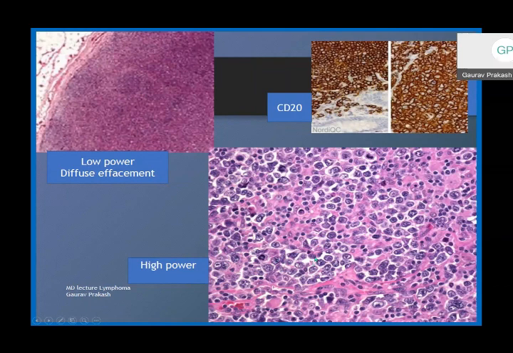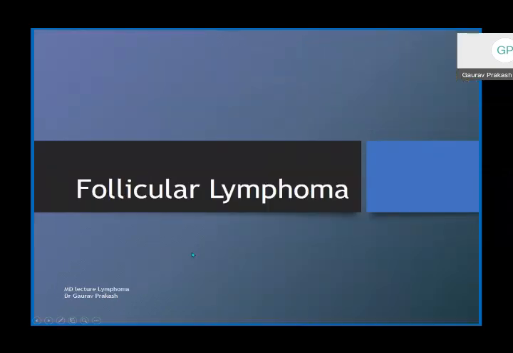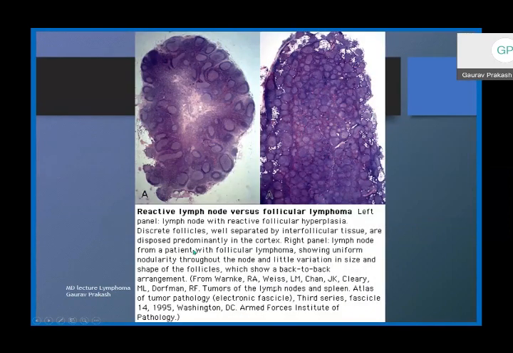Next word is B cell. So these are CD20 positive cells, tightly packed. That's why B cell. And the last word in DLBCL is lymphoma. So each and every word in the name DLBCL is self-explanatory. With this introduction, next is follicular lymphoma.